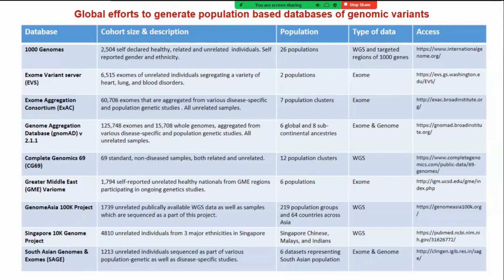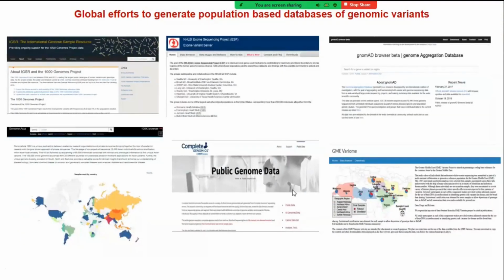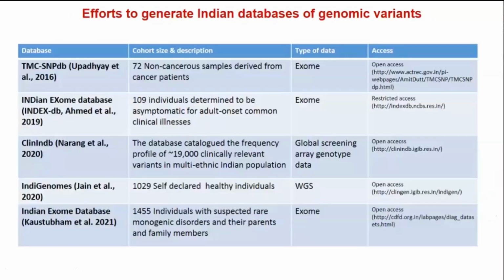Okay, so all these databases are available with their websites, and they are freely available for anyone to use. So these are the websites of all these databases that you can access. If you find a particular variant and you want to know, is this variant reported in any of these population databases, you can go to that particular website and enter the variant, and it will give you whether it is present in that database or not.